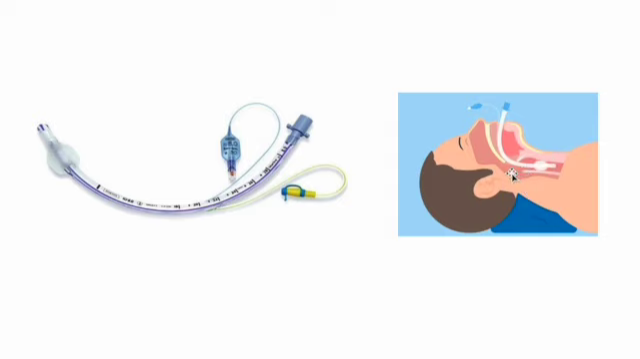So for all these reasons, when the endotracheal tube has been left in place for close to 2 weeks, and ideally after 1 week, it's important to discuss next steps, such as placement of a tracheostomy tube.